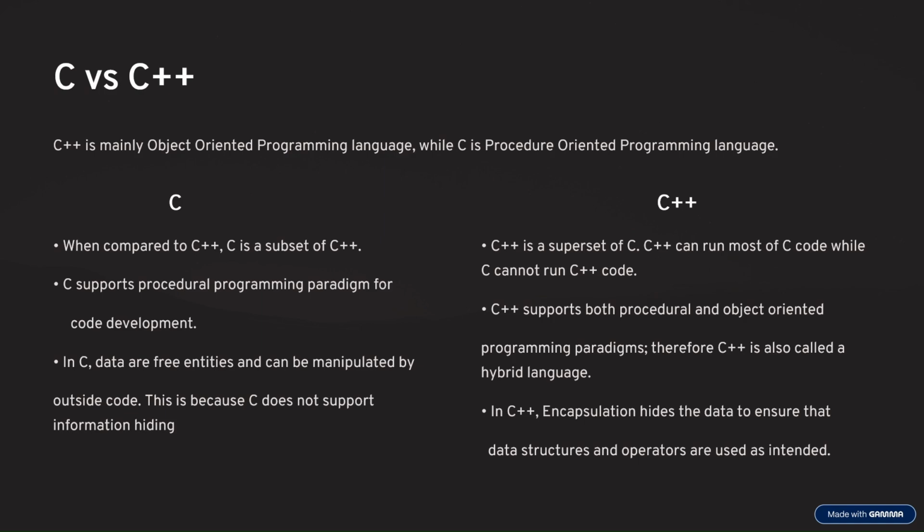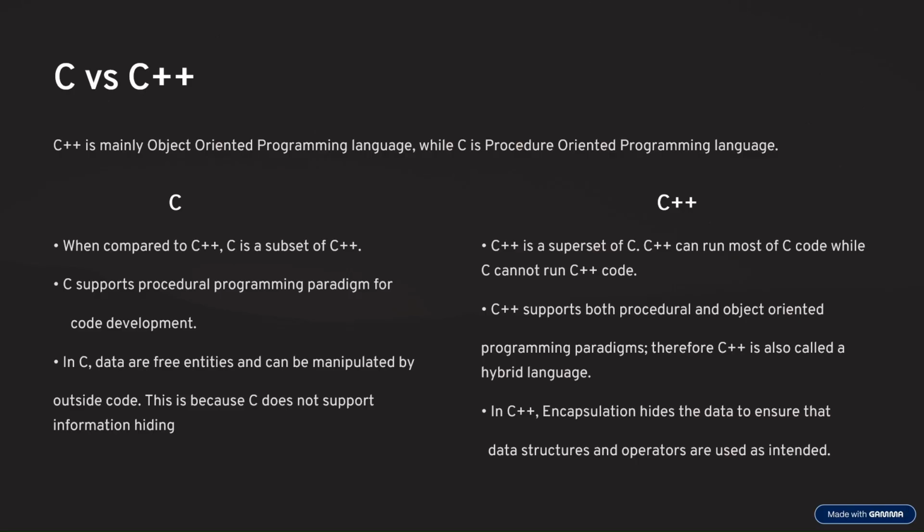Strongly we can say C++ is the object-oriented programming language, whereas C is the procedure-oriented programming language. These are the main key differences between C and C++. Even though C++ arrived from C itself, there is a huge difference. In comparison, C is a subset of C++, and C++ is the superset of C.